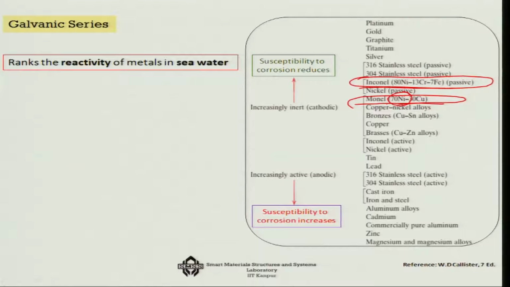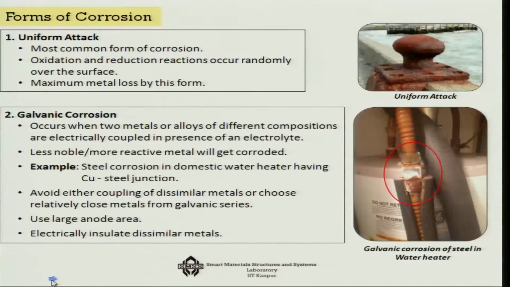And then you have stainless steels, titanium, graphite, gold or platinum of course are even better, but you cannot use them. In terms of the susceptibility, what you will be very much cautious about is using iron, and also aluminum alloy, cadmium. The zinc is highly susceptible, we have seen. So, thus the galvanic series gives us a good guidance in terms of the reactivity of metals in the seawater.